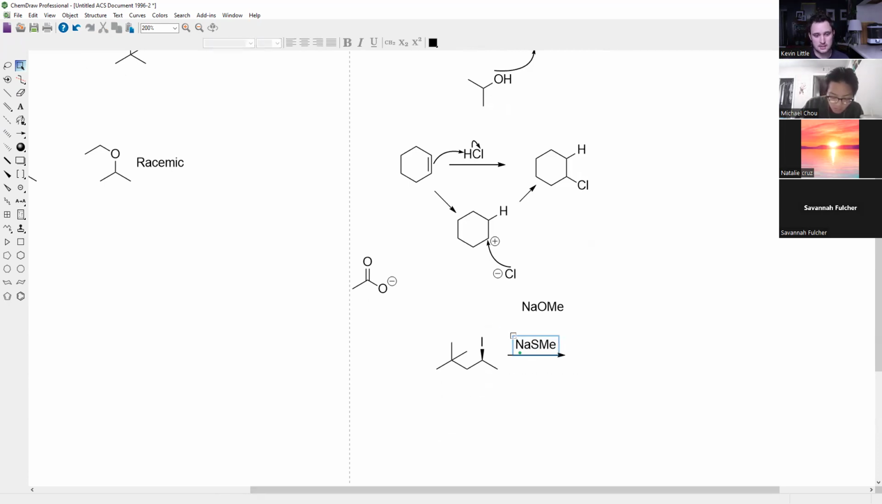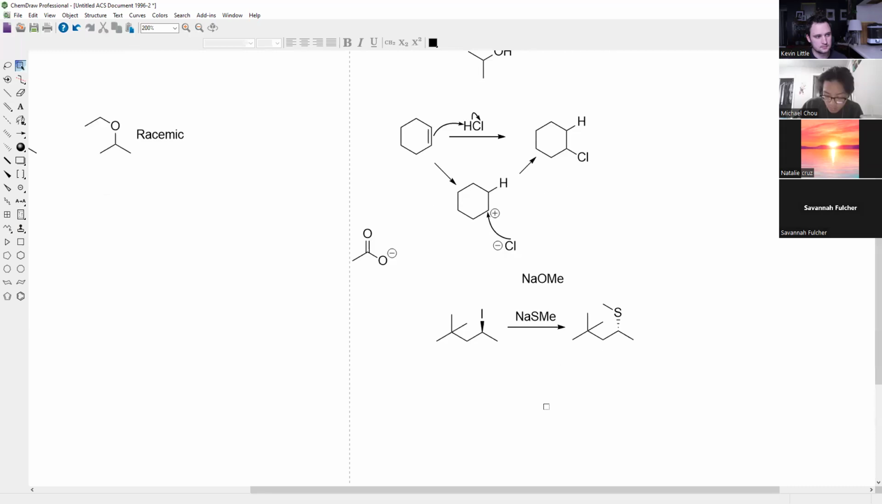So substitution is going to happen in one step because this is charged. I'm going to get substitution. And what do we know about the stereochemistry of SN2? It's the opposite, an inversion. You get an inversion, right? So not only am I going to get this substitution, but I'm also going to get an inversion of the stereochemistry. Does that make sense? All right, we'll keep on trucking.